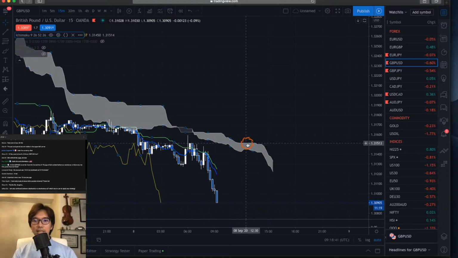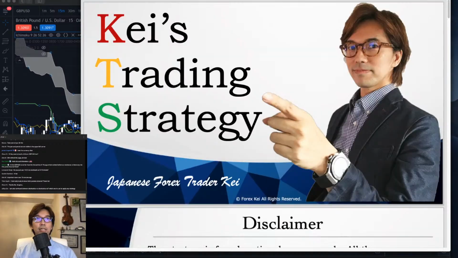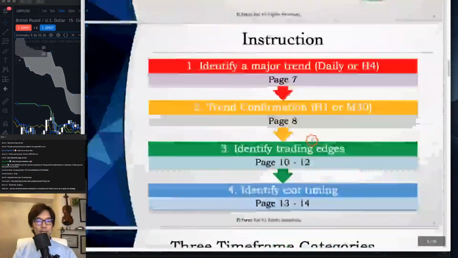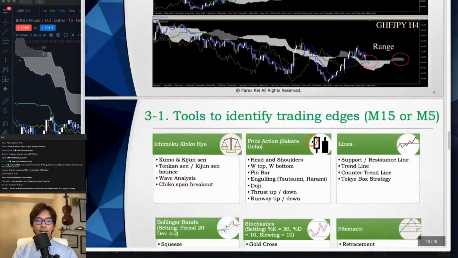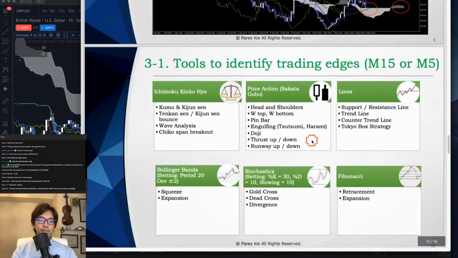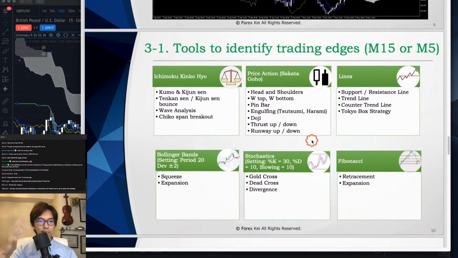Oh, the stochastic is actually not 14, 3, 3. On my stochastic setting, this is 30, 10, 10. So here's a PDF that you can download for free. You can click on the link in the description below and just click download this PDF for free. These are the tools and indicators that I use to take trades. And for stochastics, I use %K 30, %D 10, and slowing 10.